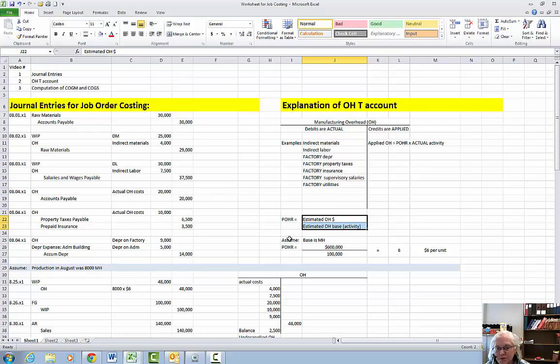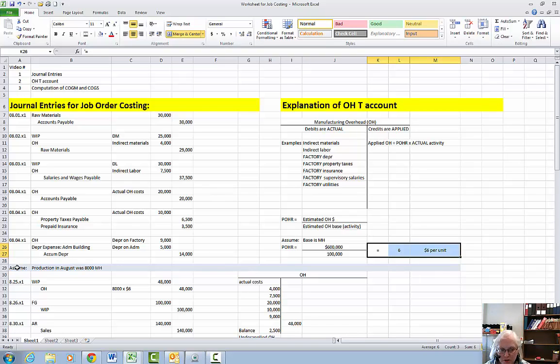So in our example that we'll continue here in a second, we're going to assume that the base is machine hours, and our predetermined overhead rate is going to be, we think we're going to spend $600,000 during the year, and we think we're going to incur 100,000 machine hours during the year. So our rate is going to be $6 per machine hour.